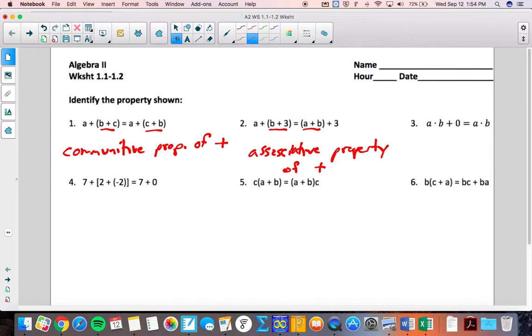Next, number 3, I see on the left side we have a times b. We also have a times b on the right side, but that's all getting added to by 0. So that's the identity property of addition, because when we add 0 to anything, it stays the same.